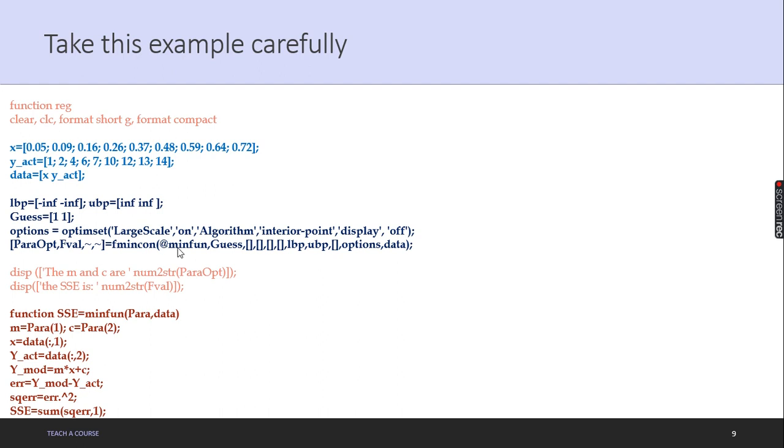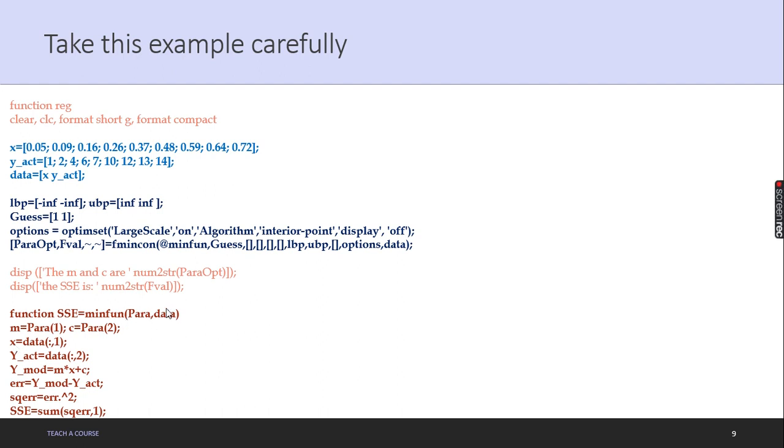So the function name is the same, minfun is the function name. Its input is para and output is SSE. Para will be provided by the fmincon function. Initial para is actually the guess values, that is 1 1, and the data we are already getting from this one. Not necessarily do we need to give the same variable name, we can give any other variable name, but it is being passed from fmincon itself. So we know para, for example the first time it is 1 1, and we know the data. So m is actually para 1 because there are two sets of para, m, and c is our para 2.